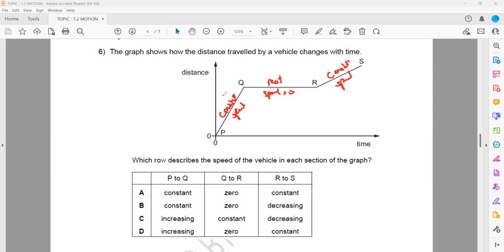But what is the difference between the speed of P to Q and R to S? Both are constant speed, but what is the difference? They are at different angles. PQ is much steeper as compared to RS, so it means this will be a higher constant speed as compared to RS. So first, from P to Q, it's a constant speed. Then Q to R, the speed is zero, the object is stationary. And then from R to S, the speed is also constant. So A will be the right answer.